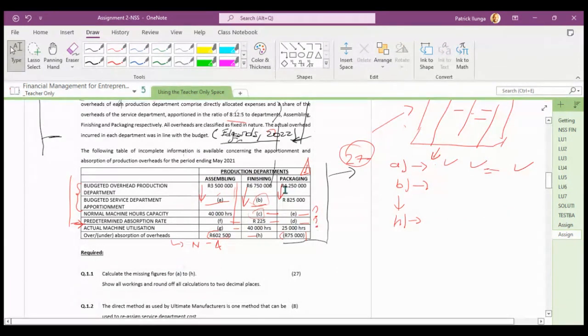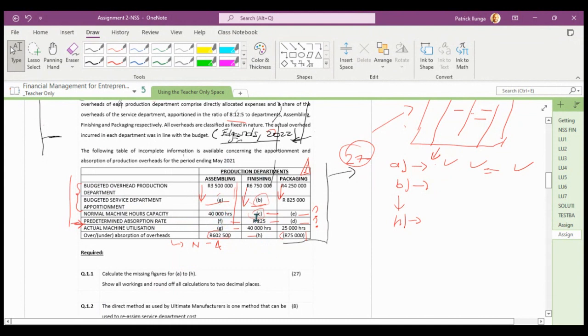Remember again the formulas, especially if you do assembling and finishing, you'll be able to see how you get into normal machine hour capacity and predetermined absorption rate, because you need the budgeted overhead, production and services, which gives you the total budgeted. So you're using the total budgeted, you're using the normal machine hours to find what the predetermined absorption rate is. And it's all in your textbook. These formulas are there in Learning Unit 5.